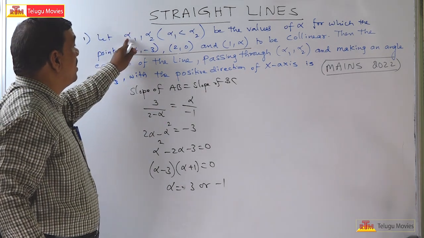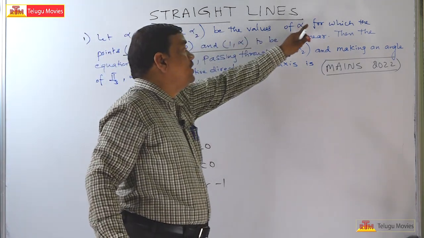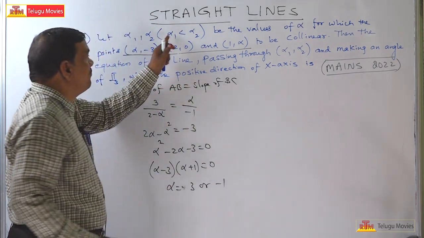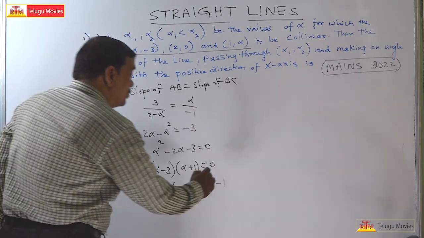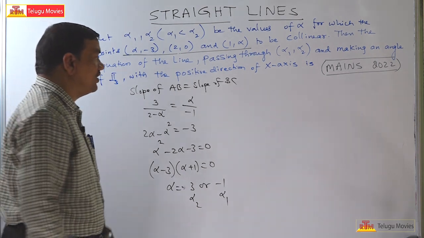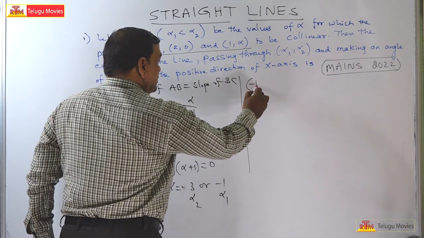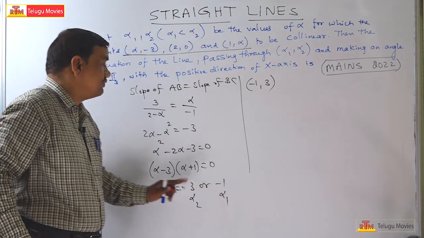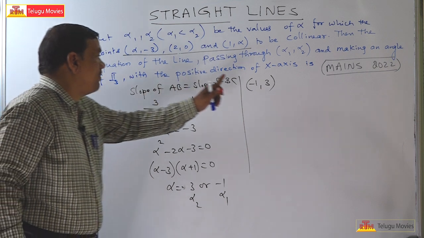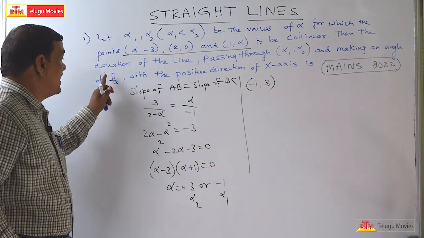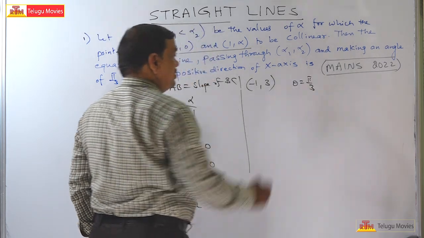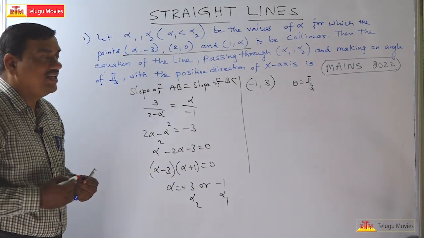He is saying that alpha 1 and alpha 2 are the values of alpha. Here alpha 1 is less than alpha 2, so alpha 1 is minus 1 and alpha 2 is 3. Therefore, the point is minus 1 comma 3. Now you have to find the equation of the line passing through minus 1 comma 3 and making an angle theta equal to pi by 3, that is 60 degrees. The point and the inclination are known.